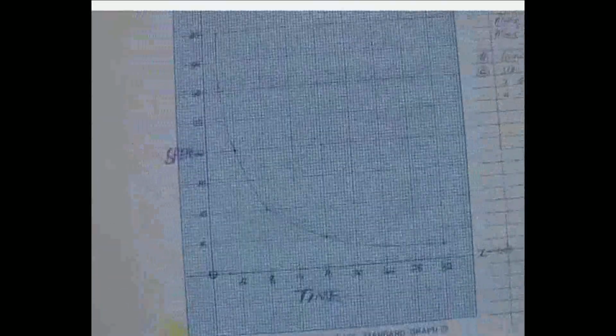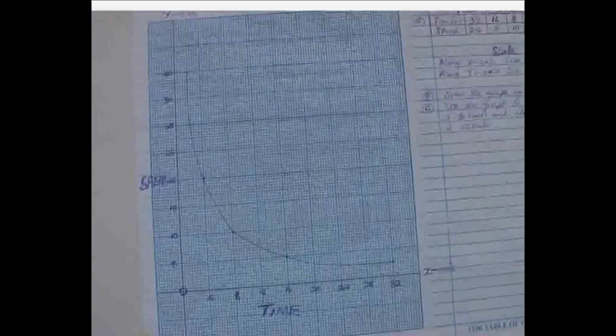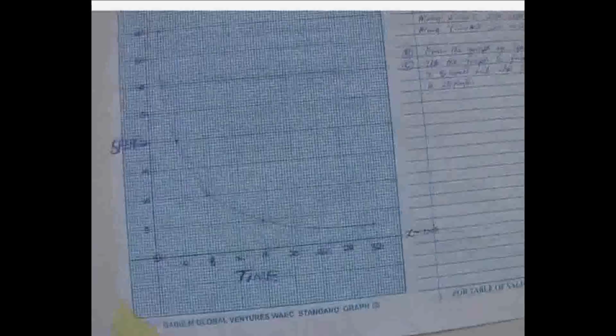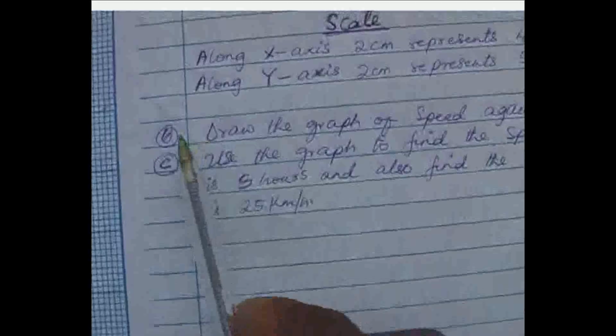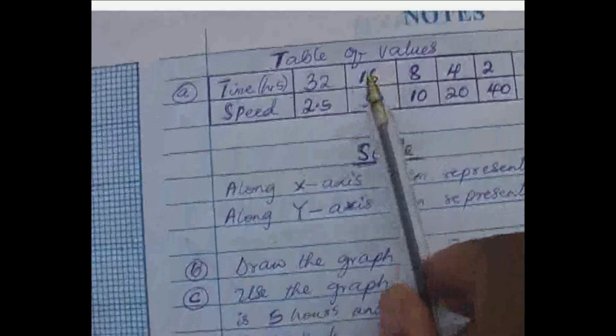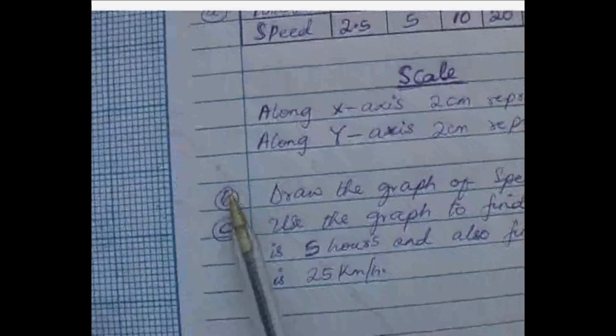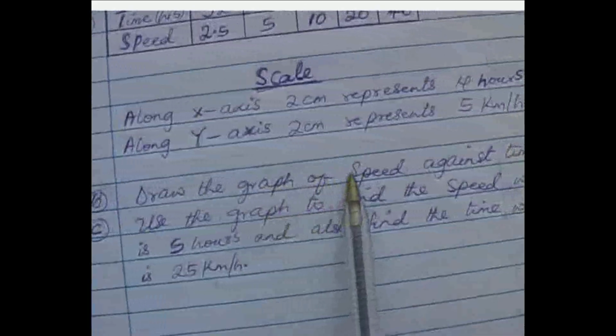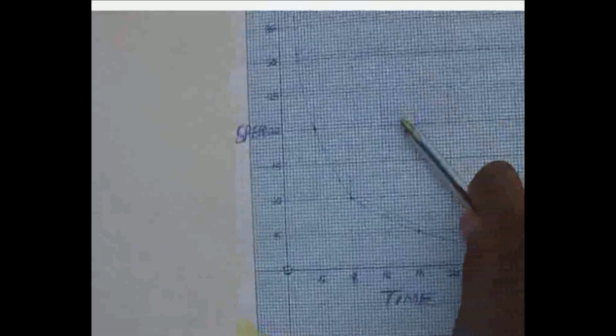Now you can see the curve. That is the curve of our graph. The next thing now is for us to begin to answer this question. We have answered question number A by constructing the table of value. Then question number B said we should draw the graph of speed against time. That is exactly the graph we have drawn here.